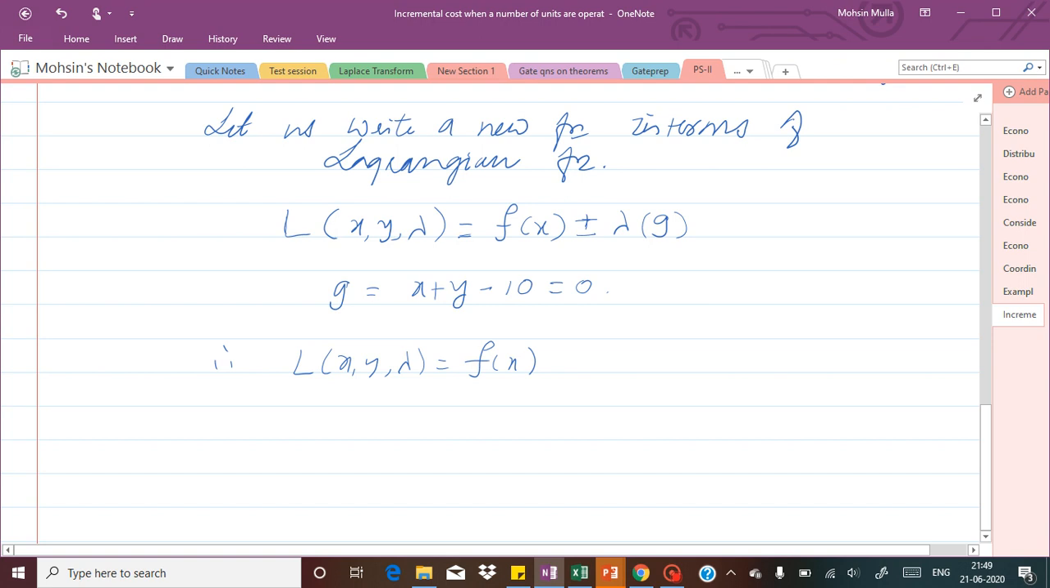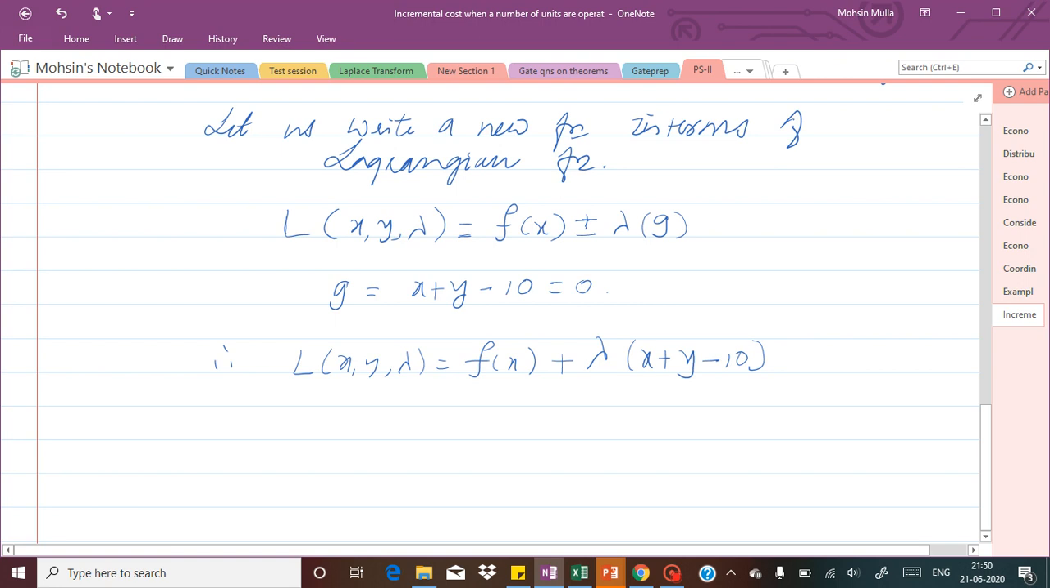Here we have a choice to select either a negative or a positive sign for writing the expression. So let us use the plus sign and see what expression we are going to get. Therefore I'm going to use this plus sign, and lambda times g is nothing but what we have written, x plus y minus 10.